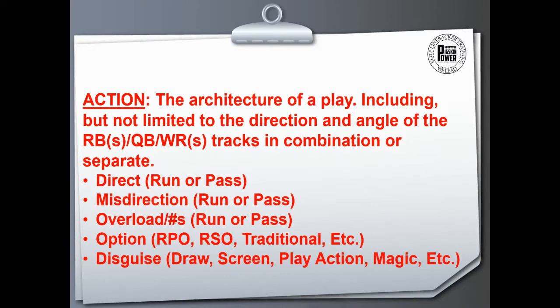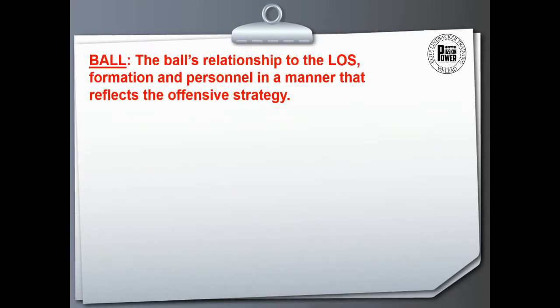And then finally, we have disguise plays: draws that are made to look like pass, screens that are run off the pass down the field, play action, magic plays, reverses, halfback passes, and again, et cetera. These are really the 5 types of action that we're going to see in some nature. So it's imperative that we teach our linebackers to recognize, to perceive direct, misdirect, overloads, options, and disguise plays. If they perceive it, then they'll be able to take proper action.